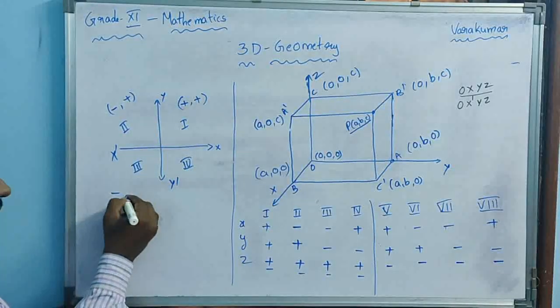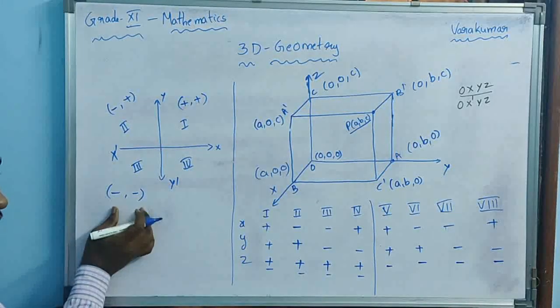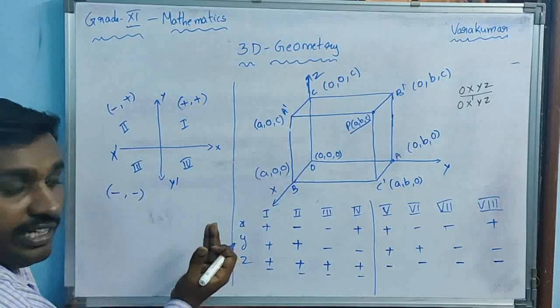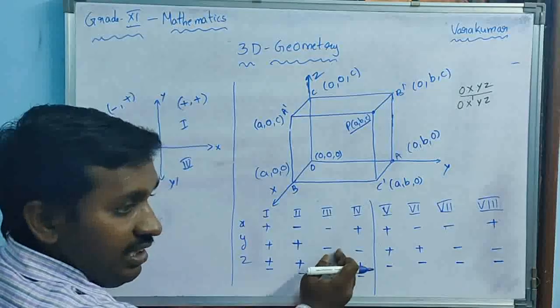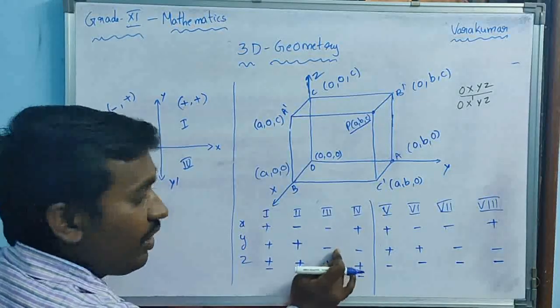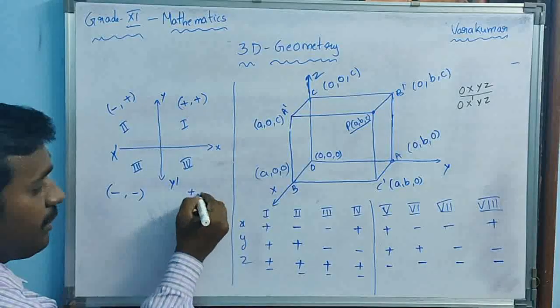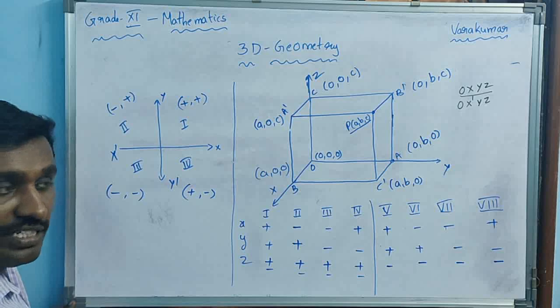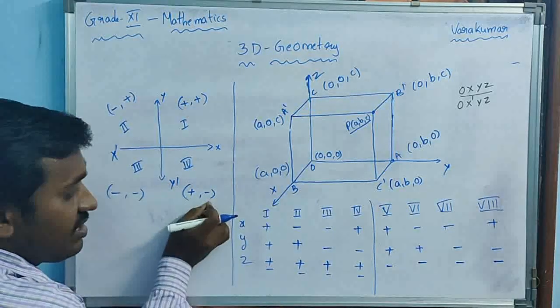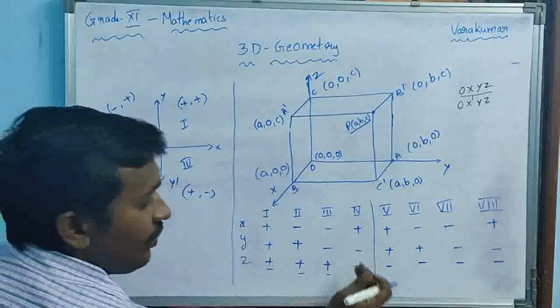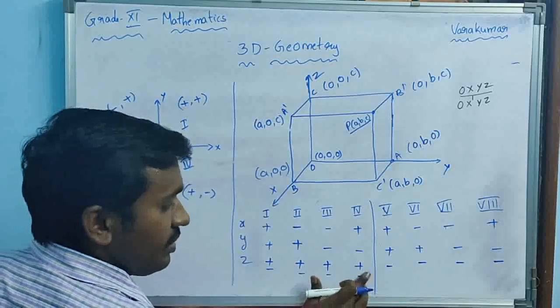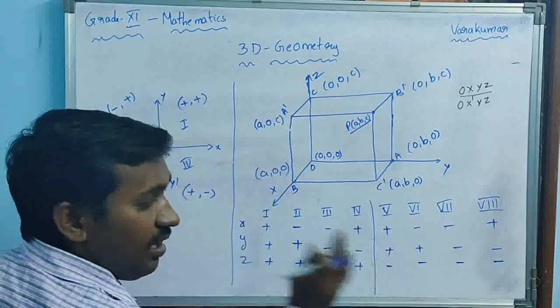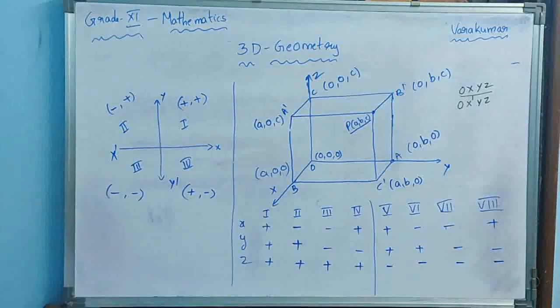And the next one, minus, minus. Both are minus. What do you say? Third quadrant, and here we'll say third octant. Next one, plus comma, minus. So, fourth quadrant, and here fourth octant. So, this is a way you have to remember.